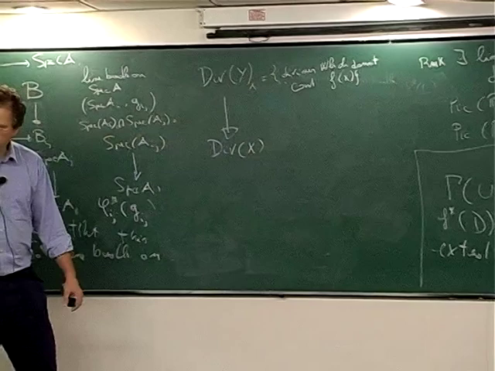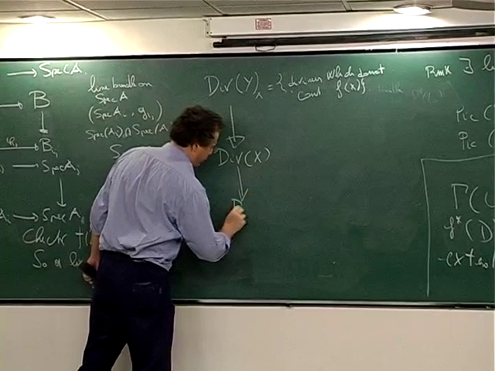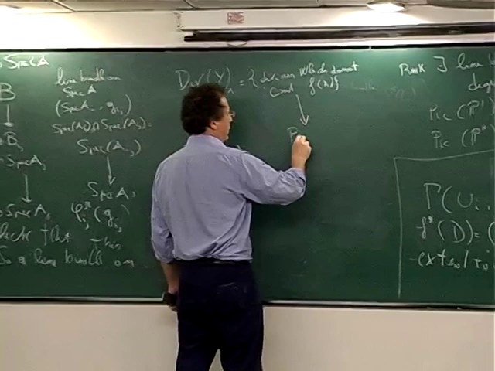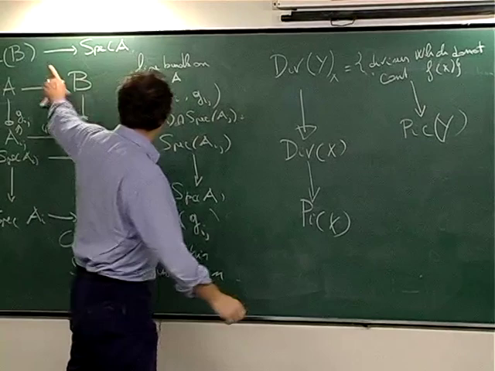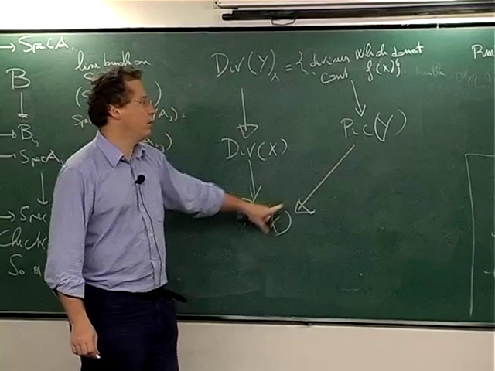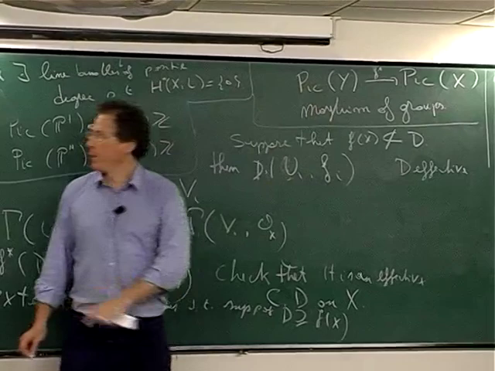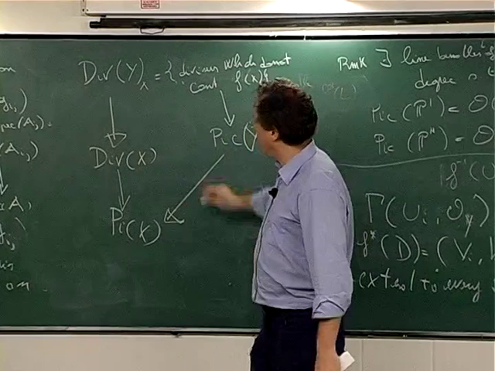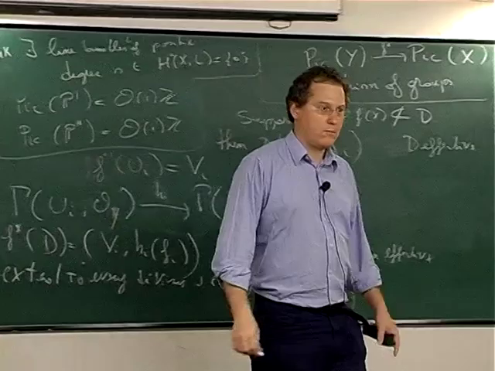And attention, I have a map from Pic of Y to Pic of X, defined before, which is this. This map is just the restriction of the map from the divisors of Y to Pic of Y. So I have a map like this, and this diagram commutes.